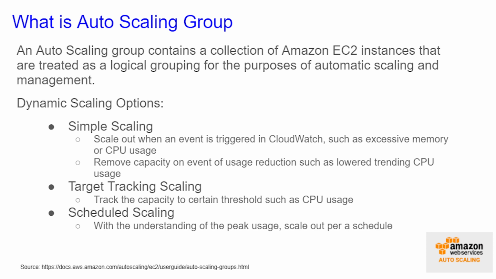Target tracking scaling tracks the capacity to a certain threshold, such as CPU usage, and scheduled scaling will scale at a certain time when you input it. So let's say that you have a website or something, and you know that there's going to be more traffic during noon. You could have scheduled scaling to scale out during noon and scale in during other times because you know that there's going to be peak usage at that moment.